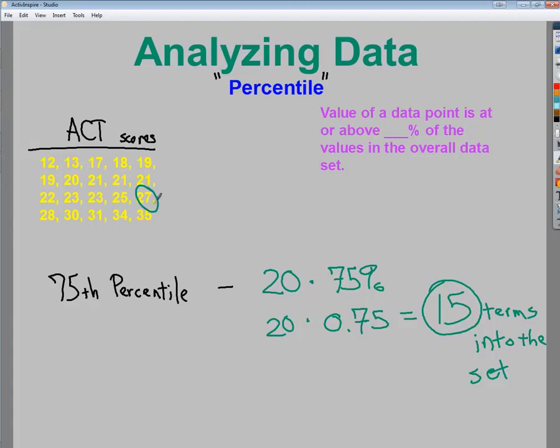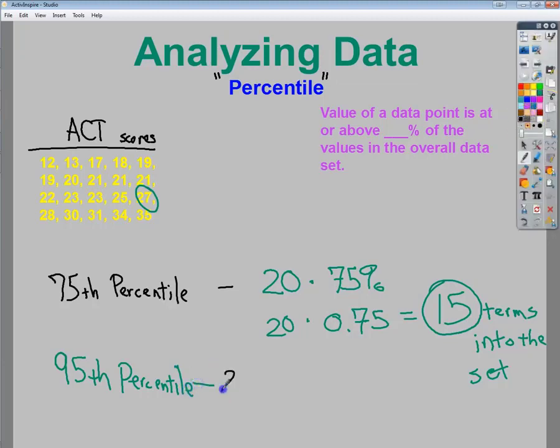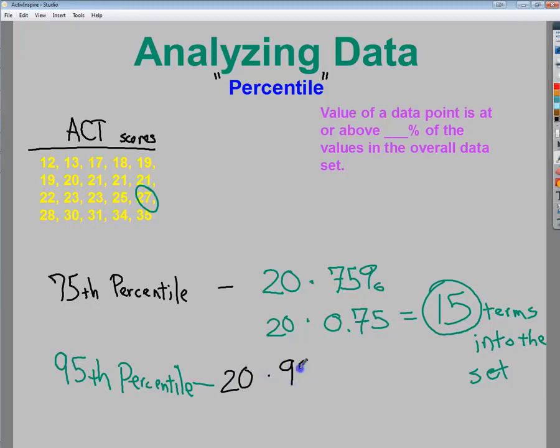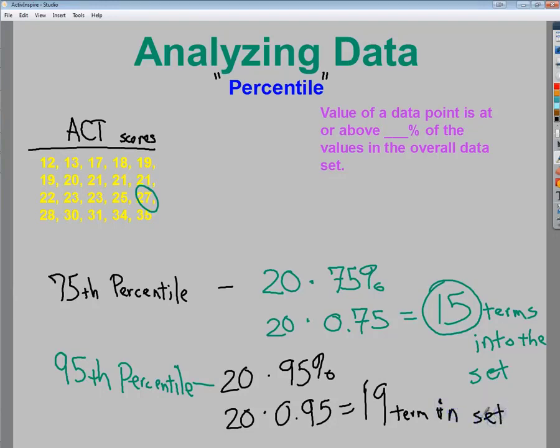If I wanted to get way up there, like I wanted to just overachieve a lot, maybe I want to get in the 95th percentile. Well, in that case, I would take the same number and multiply by 95%, which of course would be 20 times 0.95. And I would find out that that would be the 19th term in the set. So right here, in order to be in the 95th percentile of this group, I need to score a 34. So there it is.